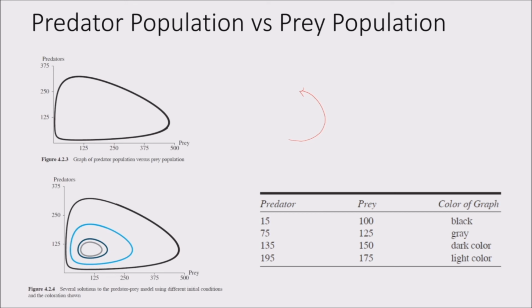So here it says 15 and 100. The predators are 15 somewhere there. Let's say this is 15, right? And the prey is 100. So let's say somewhere here 100. Okay. So what happened here is you're moving on.